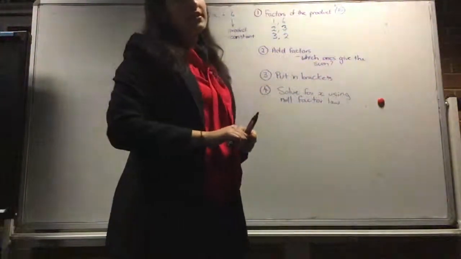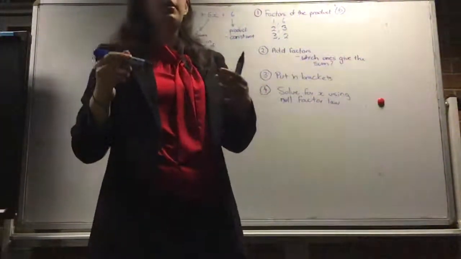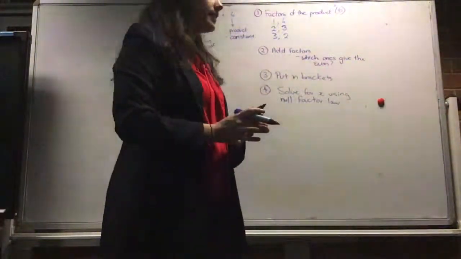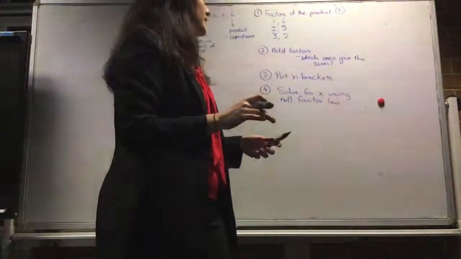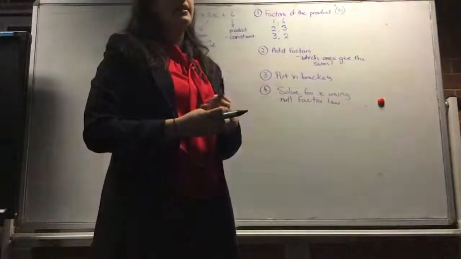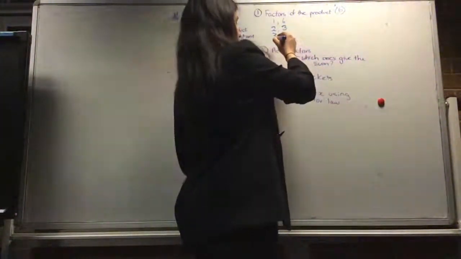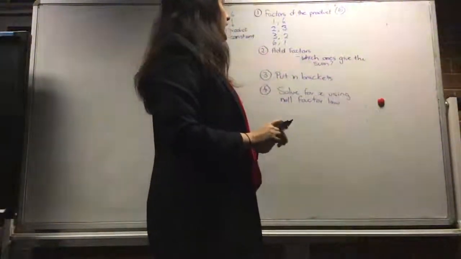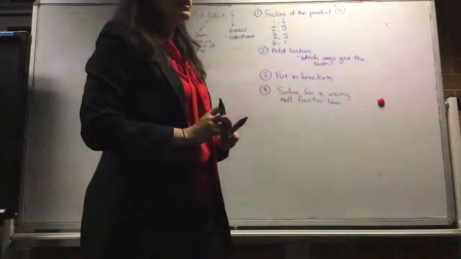Then 4 times what gives you 6? Well, go 6 divided by 4. It's not a whole number answer, therefore it's not actually a factor. 5 is the same. Then 1 and 6 are factors of 6, therefore 6 times 1 also equals 6. Alright? So we've written out the factors of the product.